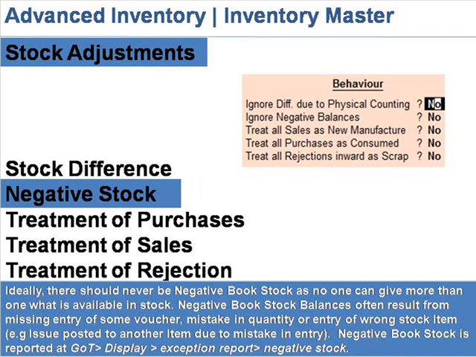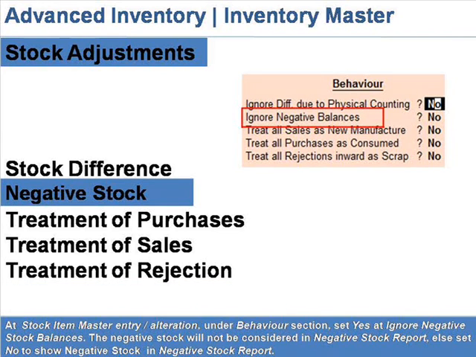Negative stock. Ideally, there should never be negative book stock, as no one can give more than what is available in stock. Negative book stock balances often result from missing entry of some voucher, mistake in quantity or entry of wrong stock item. Negative book stock is reported at Gateway of Tally, Display, Exception Reports, Negative Stock.